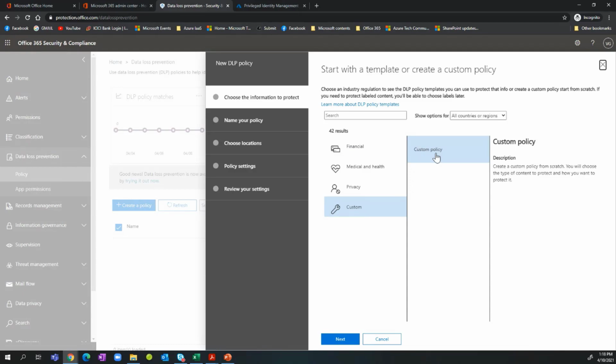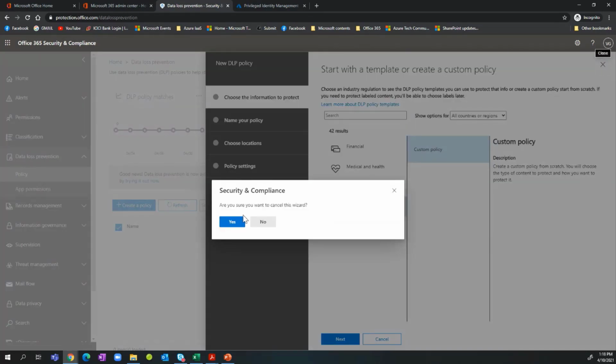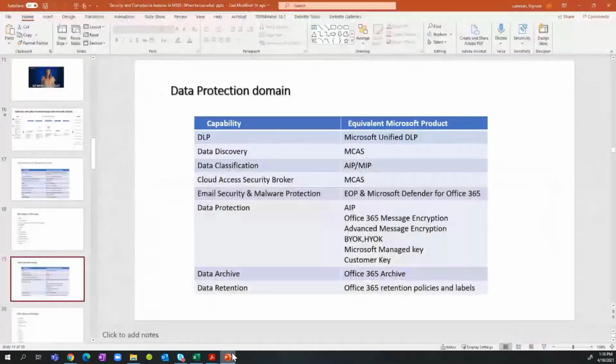Say, for instance, maybe you're a company that wants to be more specific towards India PII and PHI information, such as your Aadhaar card or PAN card. You may not really find that here, wherein you can go ahead and create your own custom policy. And then you can also choose what kind of location this should look at. So this is what you can do from a DLP standpoint.